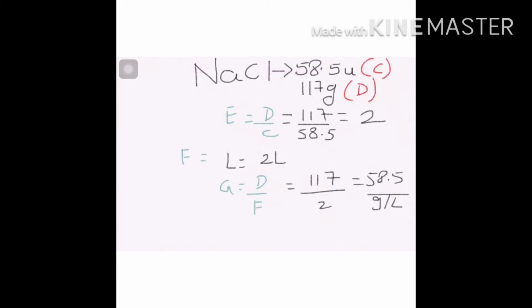After this you have two values of concentrations. You have got grams per liter. Now let us see what is molarity. Molarity is E upon F, that is moles per liter. Your E is 2 and F is also 2. So you get the value, that is 1 mole, 1 molar.